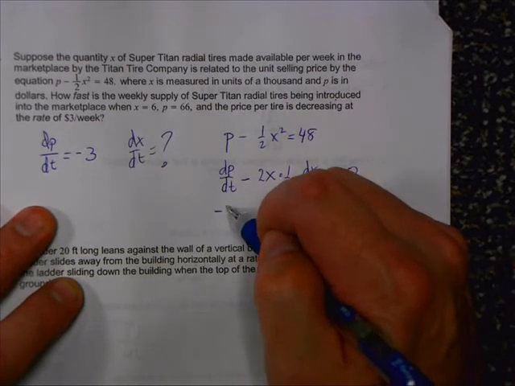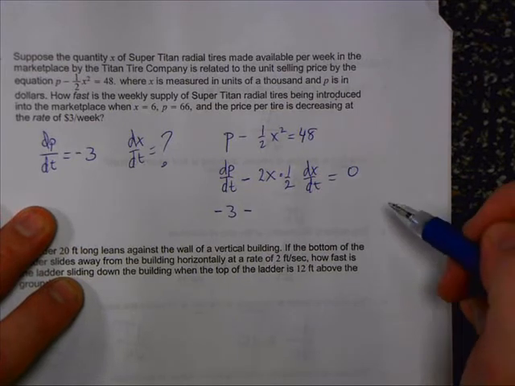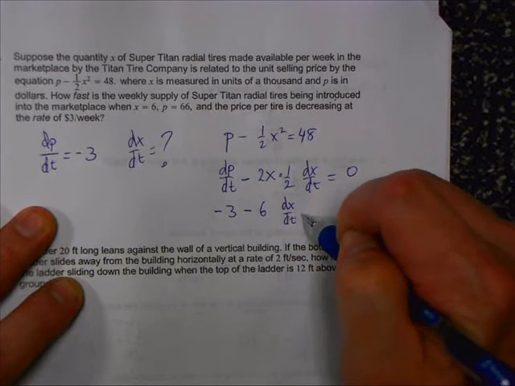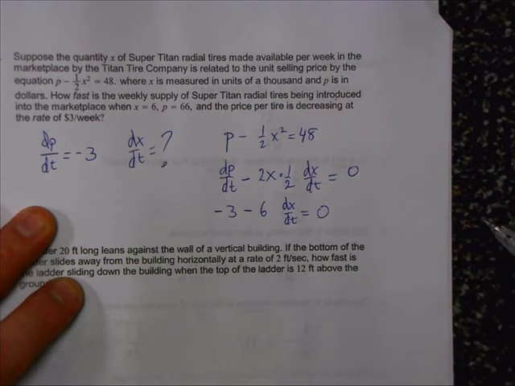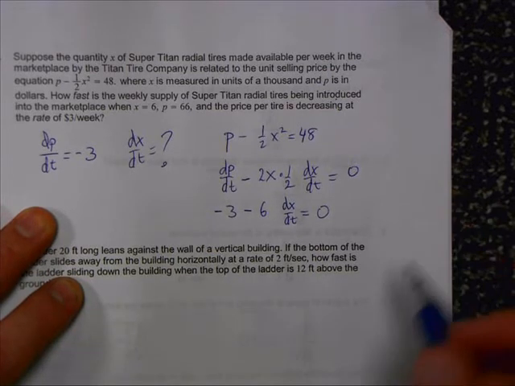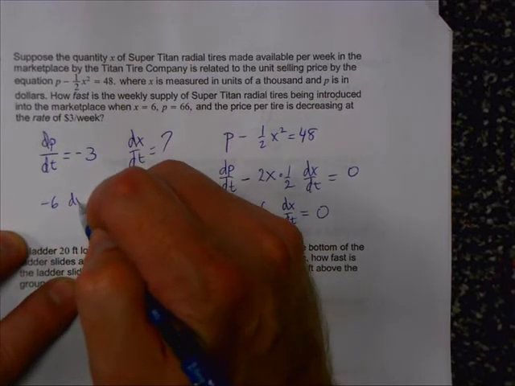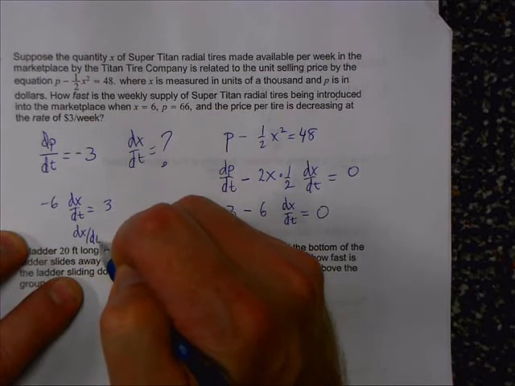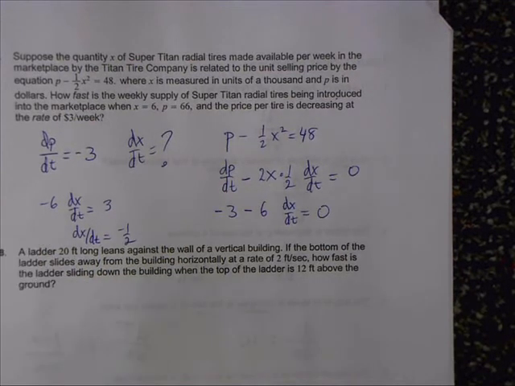dp/dt is -3, minus 6 dx/dt equals 0. Move the 3 over, so -6 dx/dt is 3, so dx/dt is -1/2. And what would the units be? Tires per week? Dollars per week.